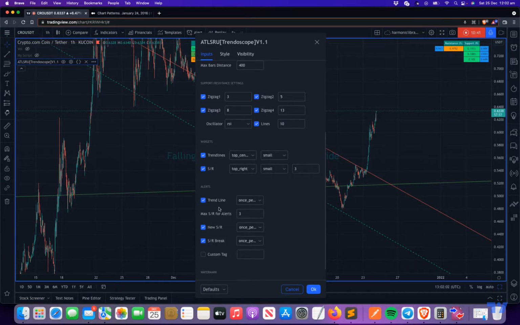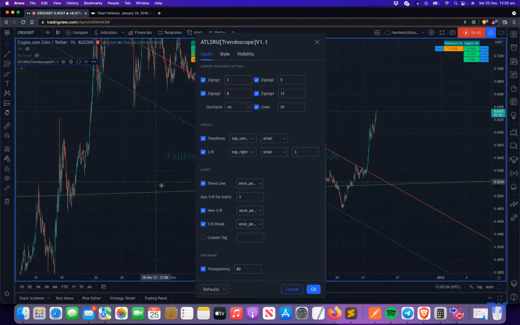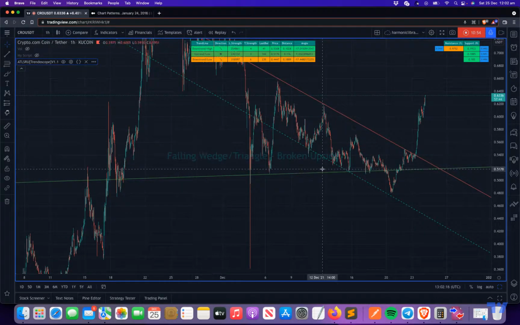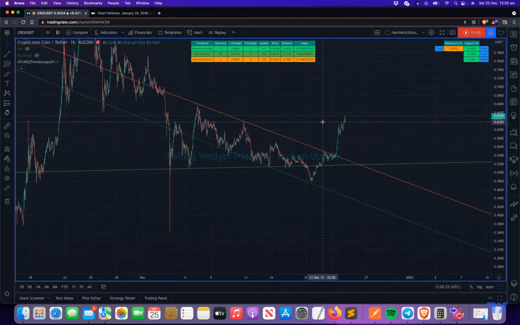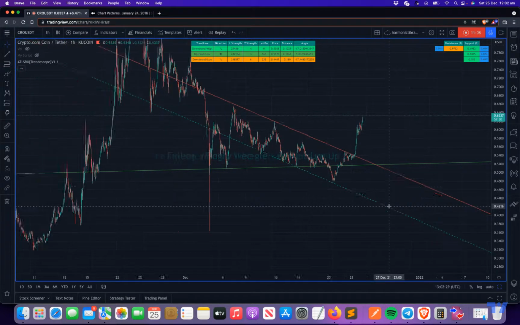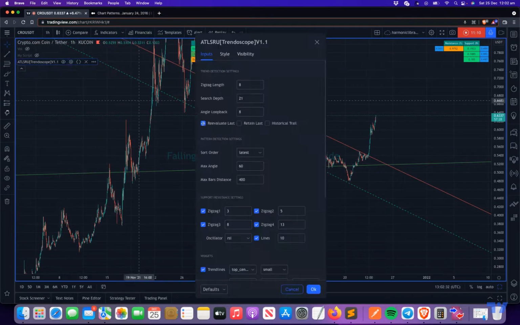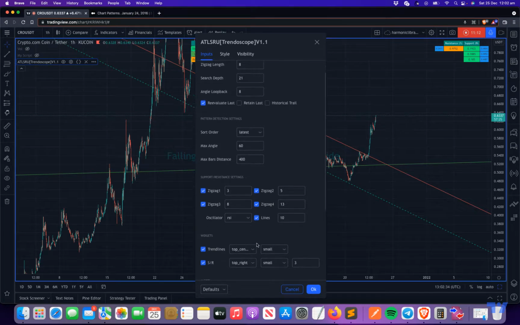Right, go to the next: alerts. Alerts can be of three types. First is a trend line alert, then a new support resistance alert, and a support resistance break alert. The trend line alert is just about the status. Whenever the status changes, it will send the notification. That means whenever a new trend line is there, or whenever it's broken upside, downside, and all these things, you'll get an alert notification.